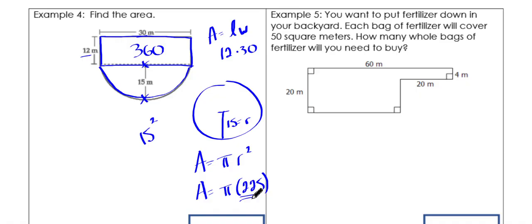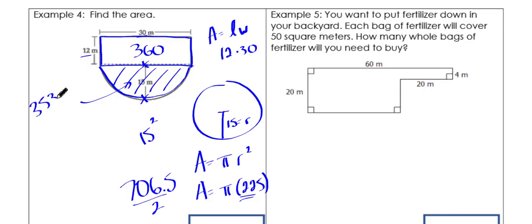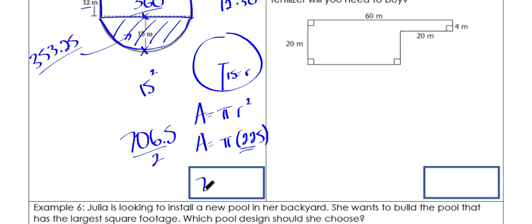So the full area would be 706.5. That's if I had the entire circle. I only have the bottom half of that circle, so I'm going to divide this by 2 and find out that that has an area of 353.25. The half circle plus the rectangle is a total of 713.25.